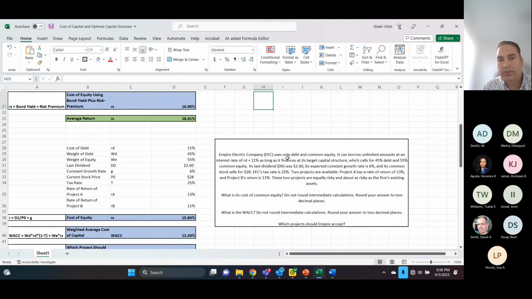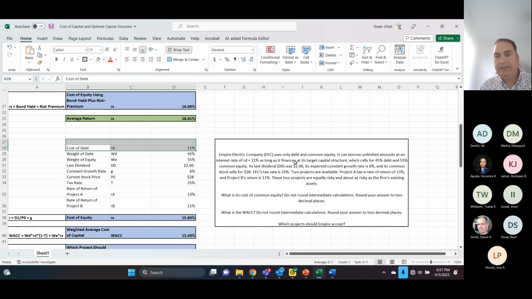So this company uses only debt and common equity, so there's no preferred stock. It can borrow unlimited amounts at an interest rate of 11%. So that means RD is 11%. It does not change, so we don't have to calculate RD in this problem. RD is given to us, so I note that down. RD is 11%.